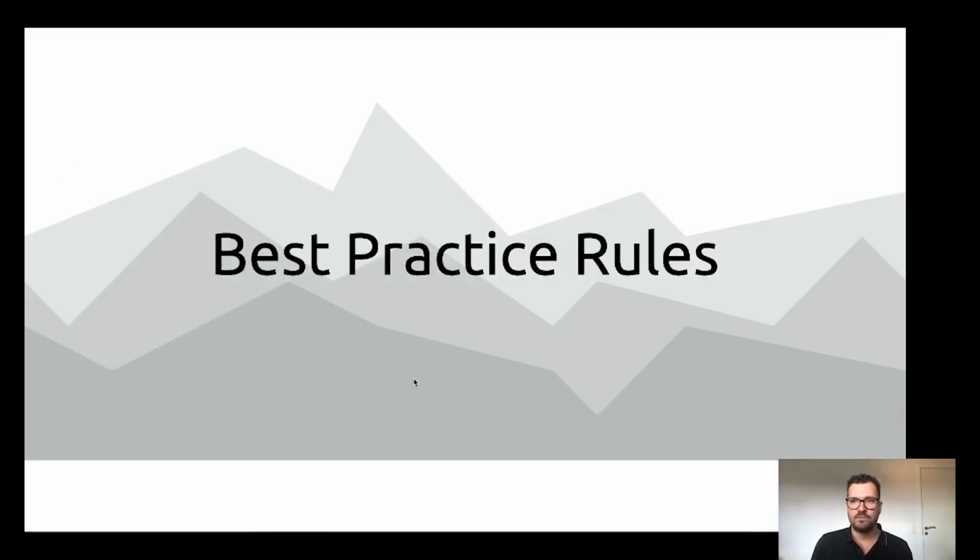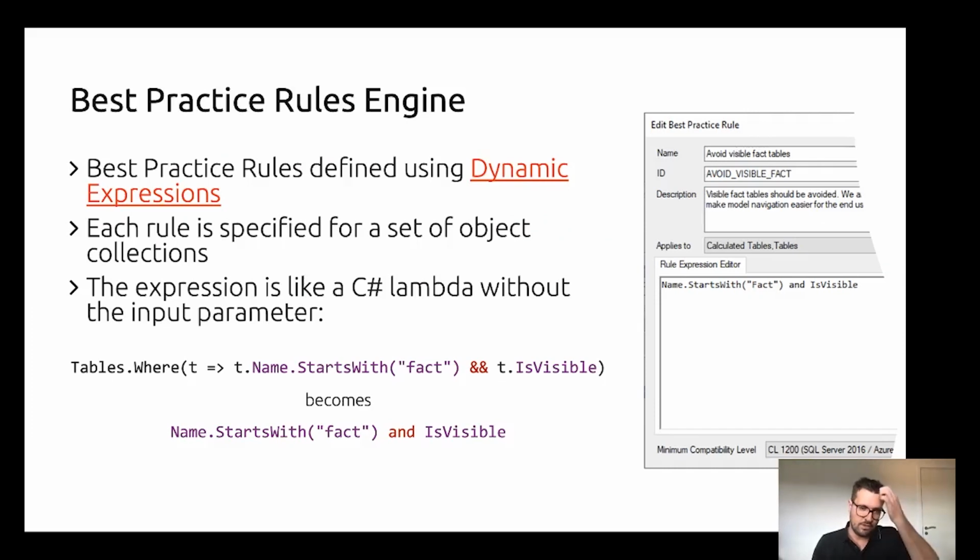Right, the last topic I'm going to talk about is the best practice analyzer, another feature that's integrated in Tabular Editor. This feature allows you to define your own best practice rules, which are scanned continuously in the background to check that your model lives up to certain best practices or naming conventions or whatever you decide. And these rules are defined using something called LINQ dynamic expressions. Now the syntax itself is quite similar to C#, but not exactly the same.